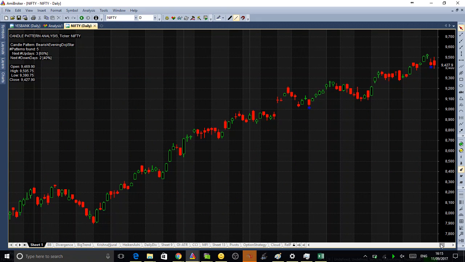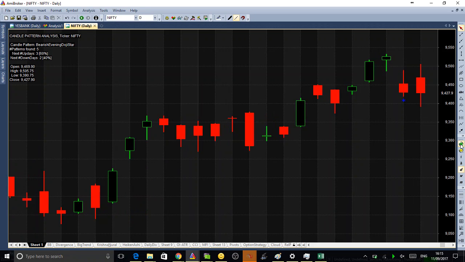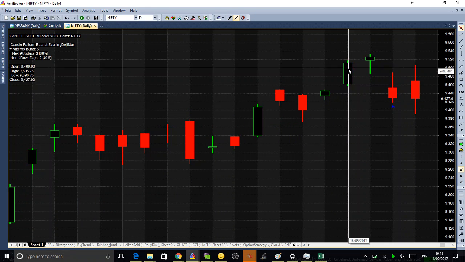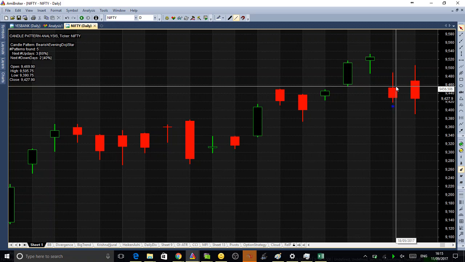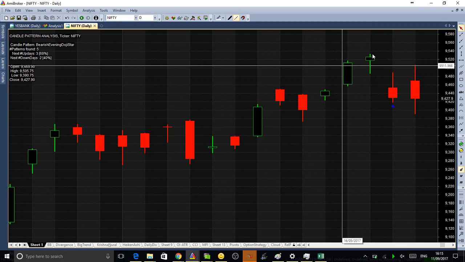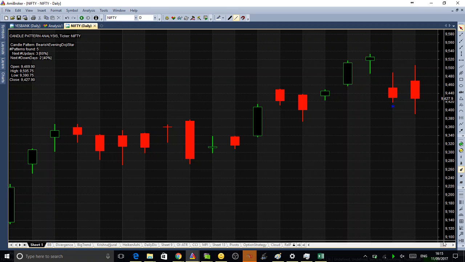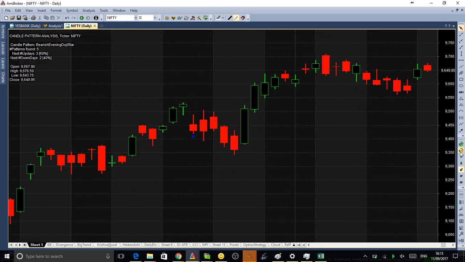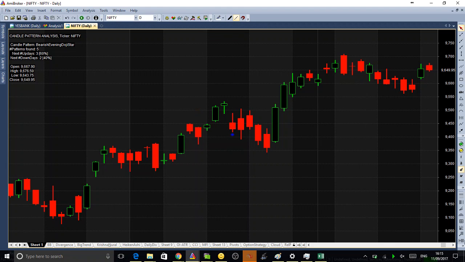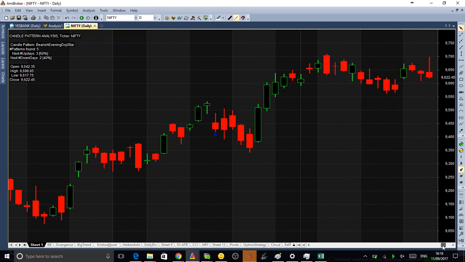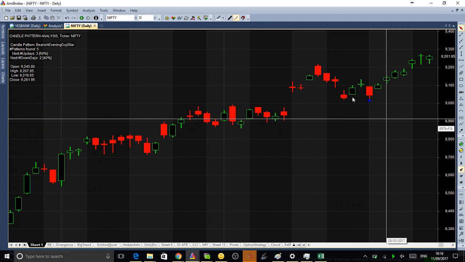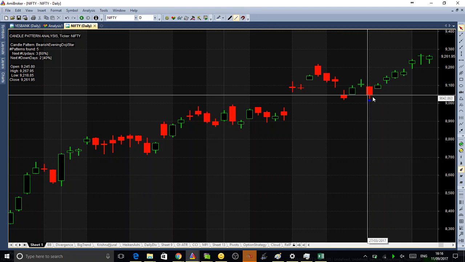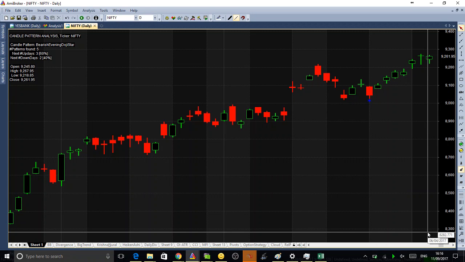Where are you? Here. Okay. Same pattern. A thick green candle, a doji, and then gap down opening, a red candle. This is an evening star. It looks like a star. Here, same thing. See, upward move, evening star which has failed, and then continued the direction.